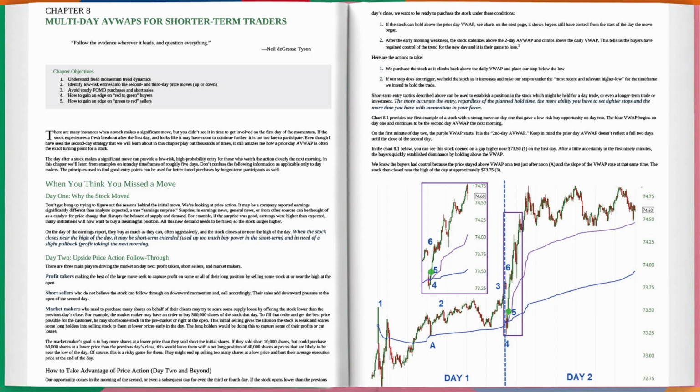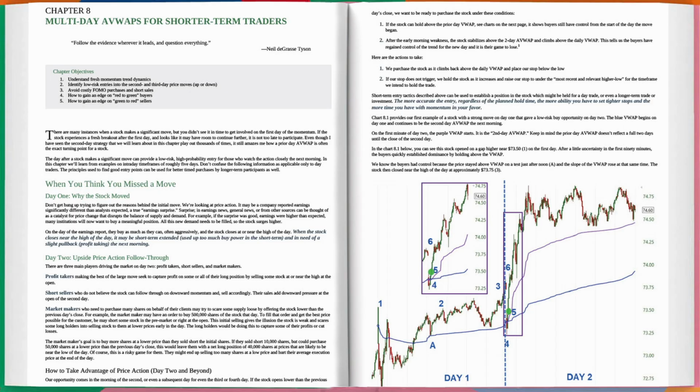This initial selling gives the illusion the stock is weak and scares some long holders into selling stock to them at lower prices early in the day. The long holders would be doing this to capture some of their profits or cut losses. The market maker's goal is to buy more shares at a lower price than they sold short the initial shares.